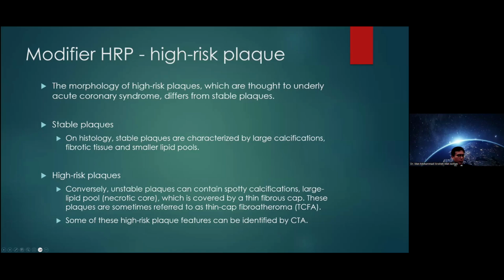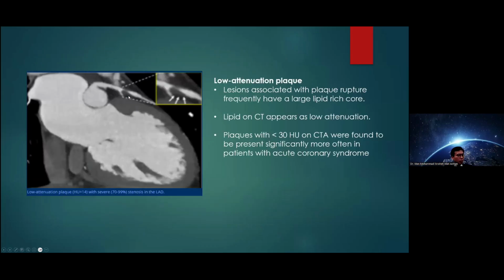So these plaques can be identified by CTA. These are the features of high-risk plaques in the mid LAD. As you can see, high-risk plaques have low attenuation.